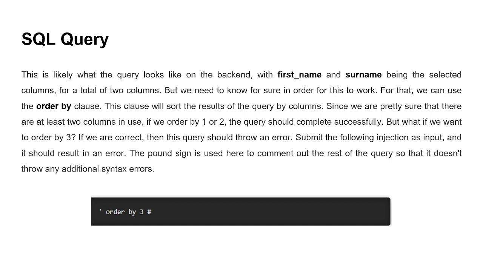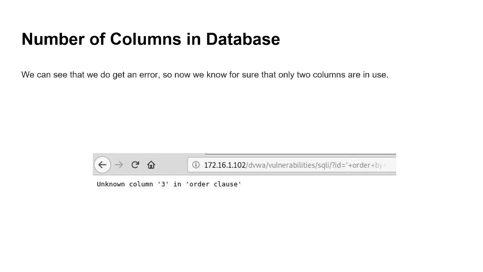Submit the following injection as input, and it should result in an error. The pound sign is used here to comment out the rest of the query so that it doesn't throw any additional syntax errors. We can see that we do get an error, so now we know for sure that only 2 columns are in use.